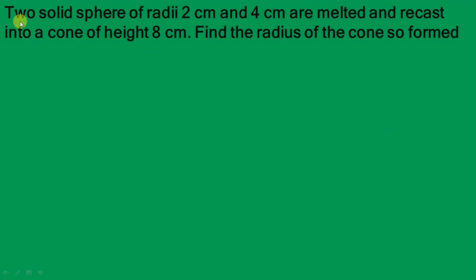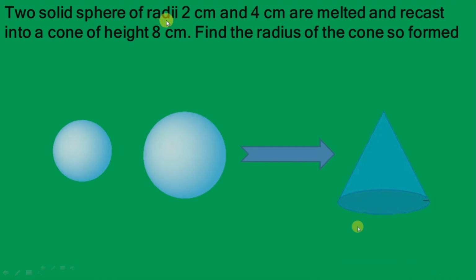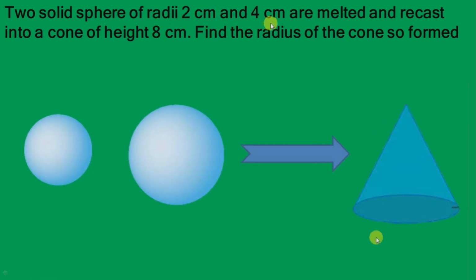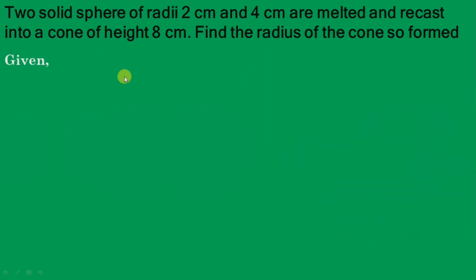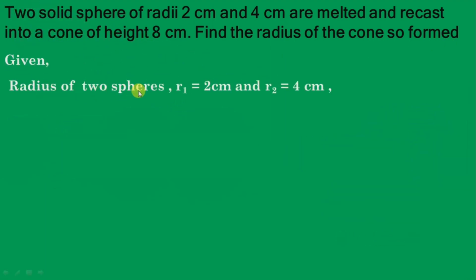Next question is: two solid spheres of radius 2 cm and 4 cm are melted and recast into a cone of height 8 cm. Find the radius of the cone so formed. So given the radius of the two spheres, first one r1 is equal to 2 cm and second radius r2 is equal to 4 cm. Height of the cone is equal to 8 cm.